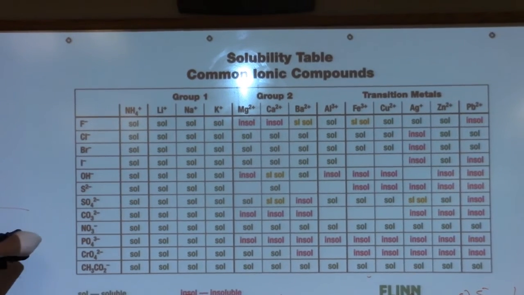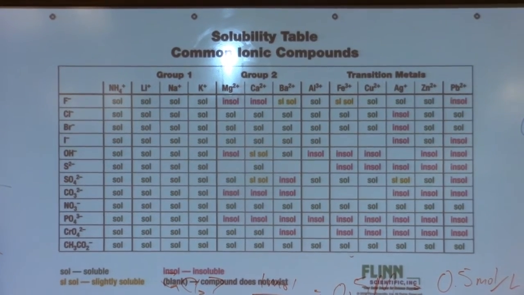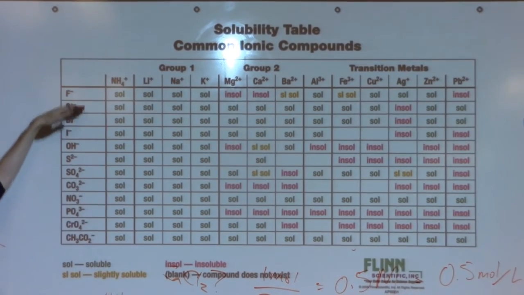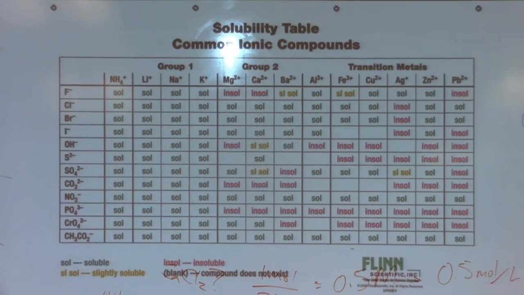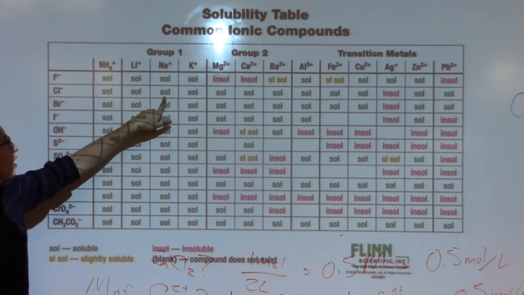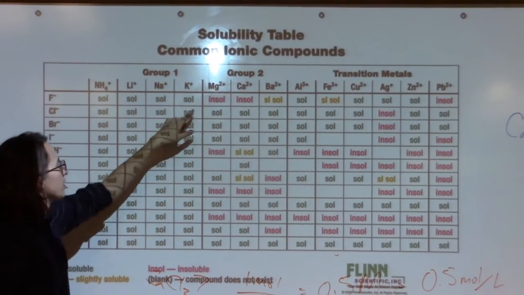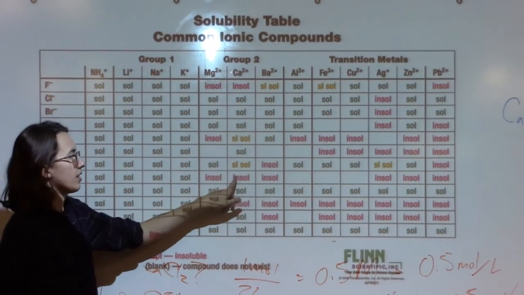A chart like this lets you know whether a compound is soluble or not soluble. So what you do is you find the cation on the top and then the anion on the side, and you match them up. And it says, all right, if what you got is sodium chloride, it's soluble. If what you have is calcium carbonate, it's insoluble.